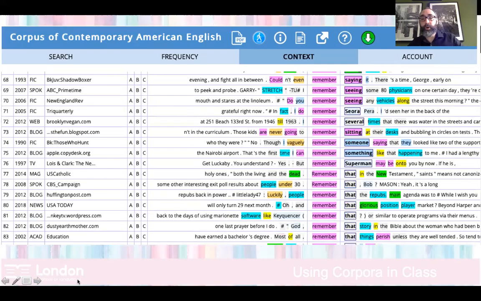And the same for, as you see here, more examples of -ing, and here plenty of examples of remember that, okay? So in that sense, the Corpora can give us lots of information about how words work. All right.